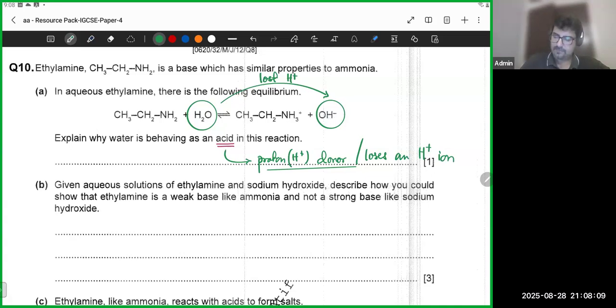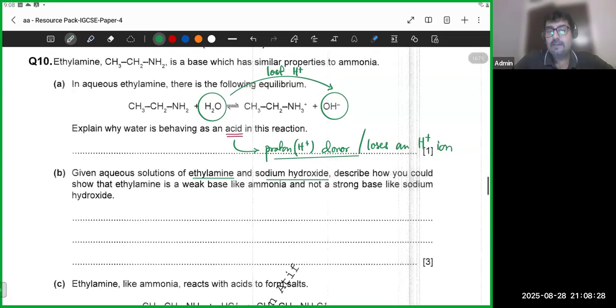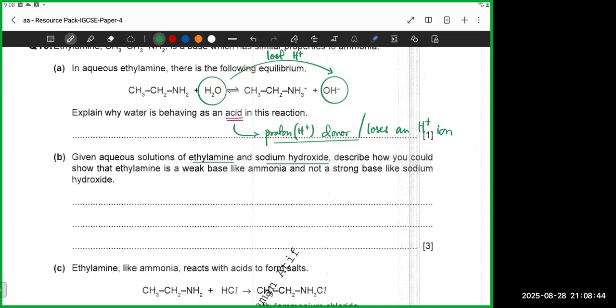So the other thing: given aqueous solutions of ethylamine, which is this one, and sodium hydroxide, describe how you could show that ethylamine is a weak base like ammonia and not a strong base like sodium hydroxide. So although we did do this, how do you differentiate between a weak base and a strong base? You have weak acid and a strong acid. The strong will be completely dissociated.